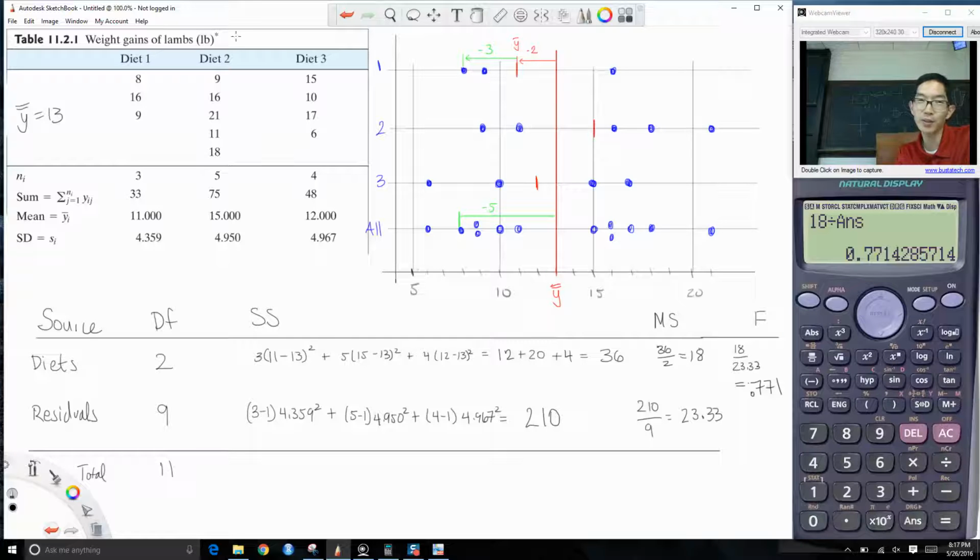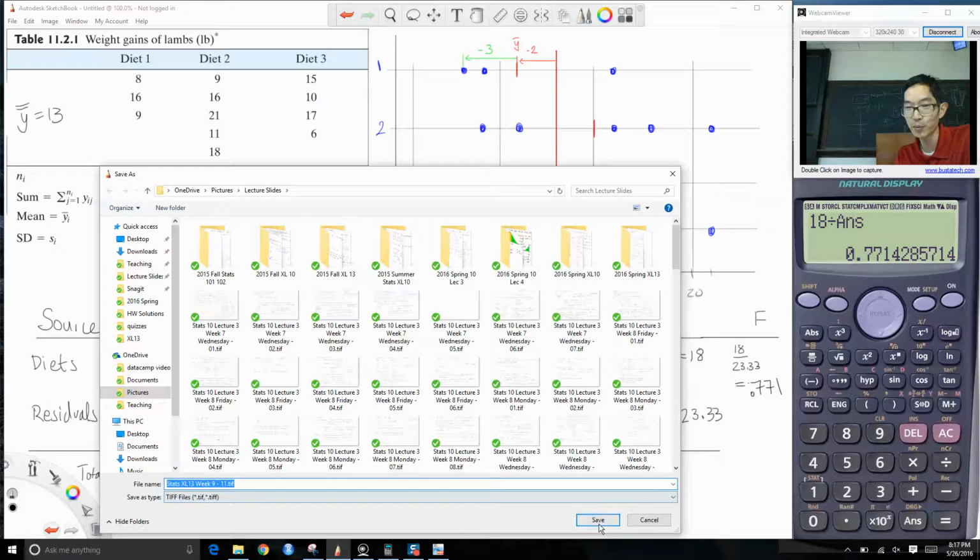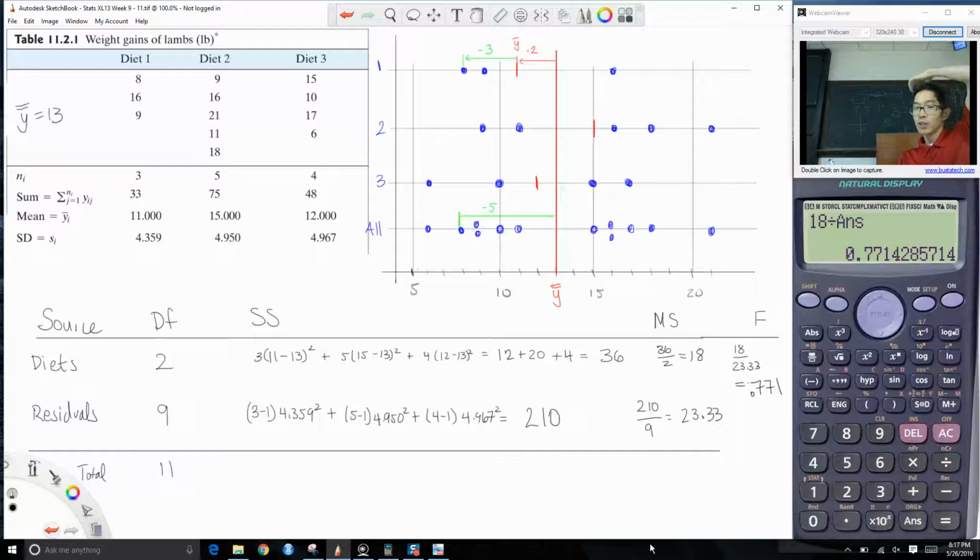Is this okay? The creation of our ANOVA table. All right, and so is this significant or not? Well, this is our test statistic. Our test statistic is this F value, and we would look this up in an F reference table.